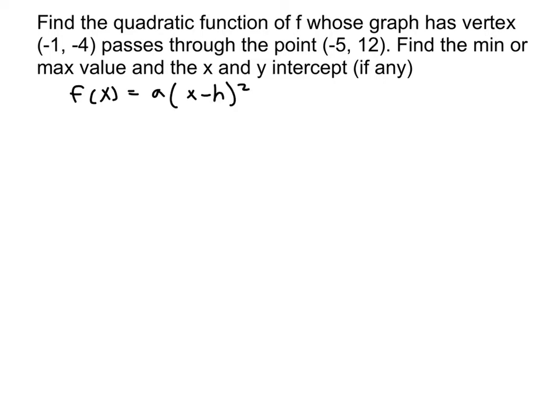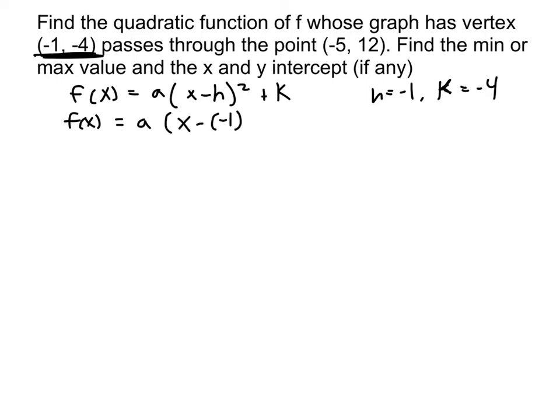We know the vertex is -1, -4. So that means that h equals -1 and k equals -4. Let's go ahead and plug those in. So I have f of x equals a times x minus -1 squared plus -4. Let's simplify that a little bit. So I'll have a times x plus 1 squared, the negatives cancel, and then minus 4.